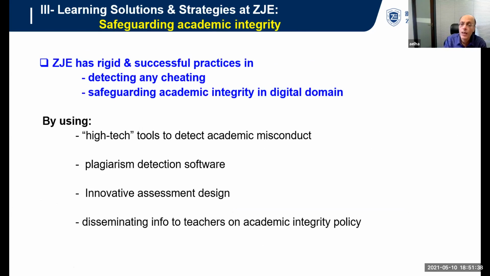Finally, at some institutions, we have a problem, or will have a problem, in safeguarding academic integrity during the COVID-19 pandemic. But actually, ZJE has a rich and successful practice in detecting, initiating, and also safeguarding academic integrity in the digital domain by using high-tech tools to detect academic misconduct, using specific software to detect plagiarism, applying innovative assessment design, and disseminating information to teachers on academic integrity.